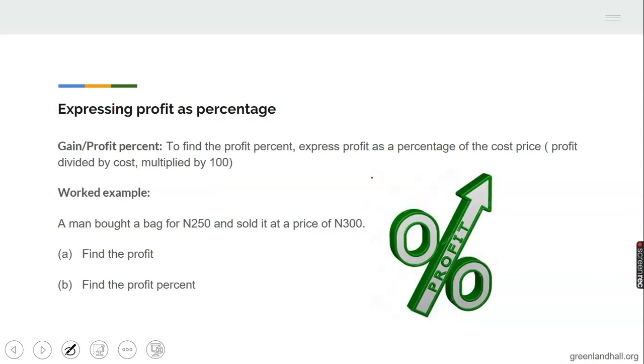Now let's quickly look at some worked examples. We want to express profit as percentage. In today's class, we'll be talking about how to get profit and how to get profit percentage.